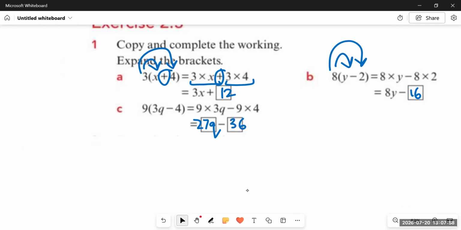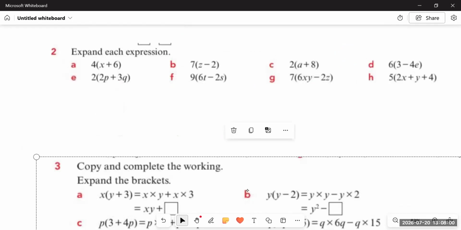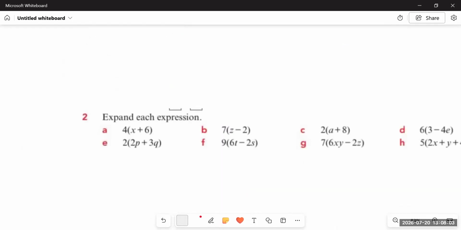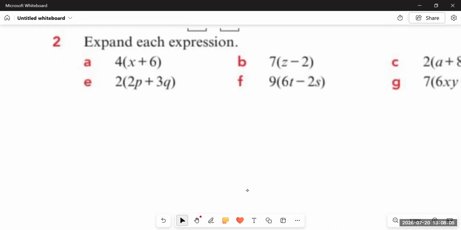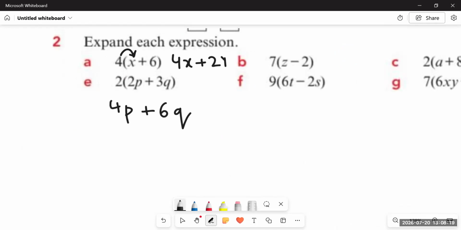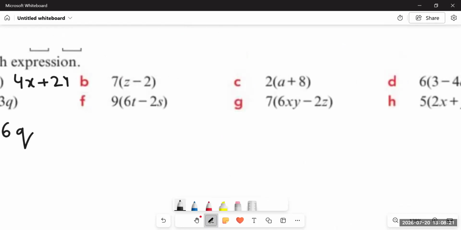Okay. Now we have to do it the same way on our own. So let's see. In part A, we have 4 bracket x plus 6. 4 multiplied by x, 4x, plus 4 sixes are 24. Then 2 multiplied by 2p, 4p, plus 2 threes are 6q. Next we have 7 multiplied by z, 7z, minus 7 twos are 14. 9 sixes are 54t, minus 9 twos are 18s.